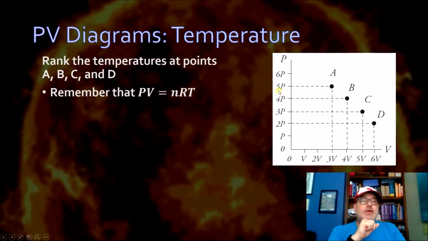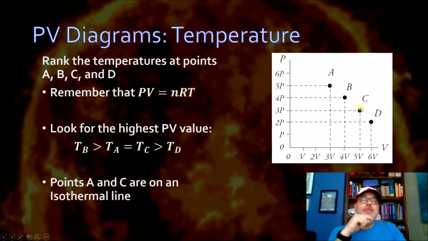temperature-wise? Well, if we take a look at it, remember the PV value tells us our temperature. So the higher the PV value, the higher the temperature. So this is 5P times 3V, so that's 15 PV. B would be 16 PV, so B is a little warmer. C is 15 PV, so C and A are the same temperature, and D is by far the coldest. It's only, what is that, 12 PV, so it's coldest.